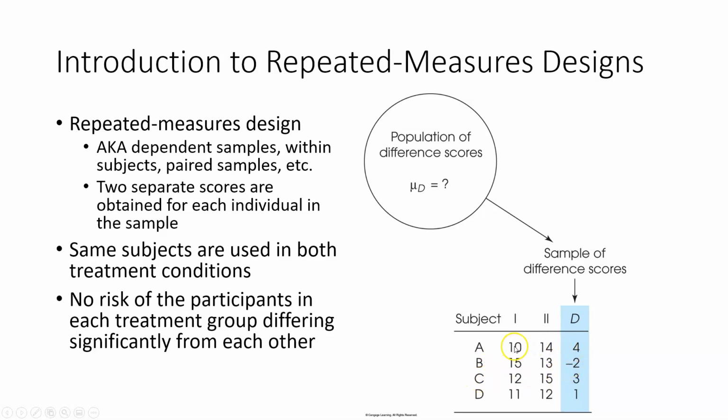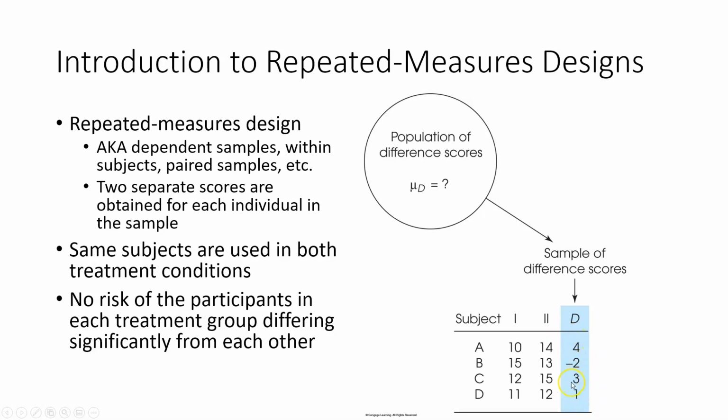So after you obtain those two scores, you subtract the difference. You take the second score minus the first score, and you get a difference score. 13 minus 15, negative 2. 15 minus 12 is 3. 12 minus 11 is 1. So you take the post-test minus the pre-test, whatever your research situation is, and you obtain these difference scores.